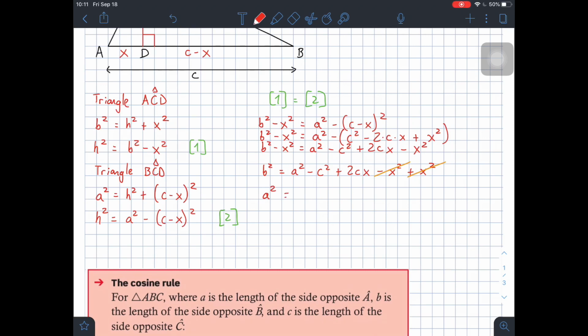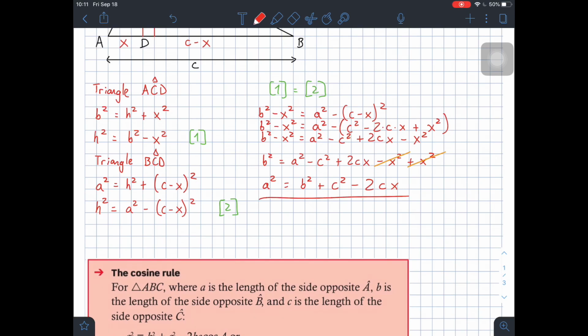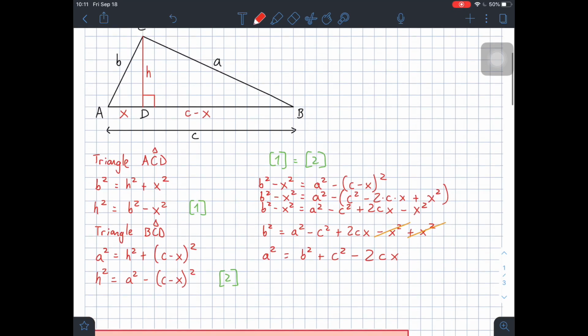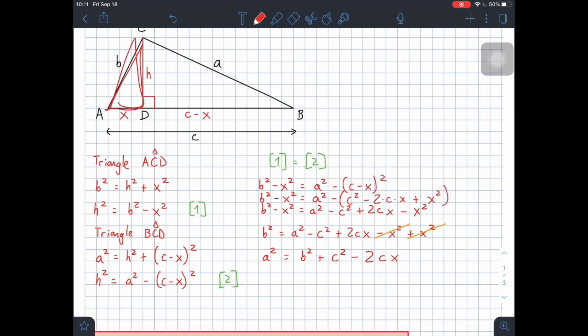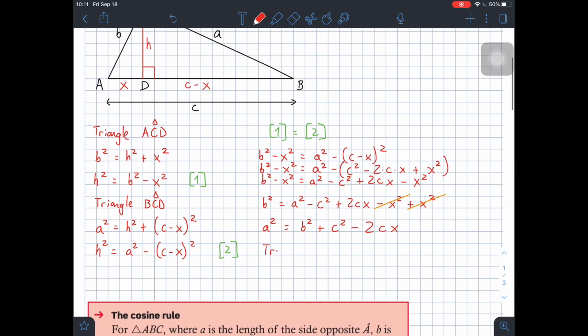A squared, if I leave the a alone here, we're going to have b squared plus c squared minus 2cx, okay? And if you remember from the cosine rule, you see that this is very similar already to the cosine rule, but we still need to work with this x over here. So I'm going to leave it right there, and then we're going to go back to triangle ACD.